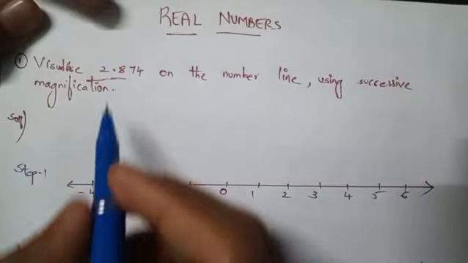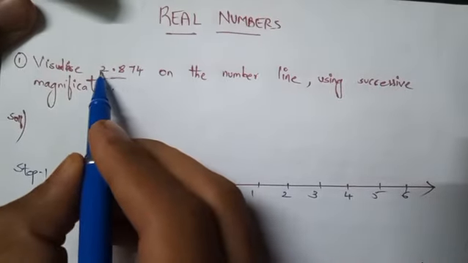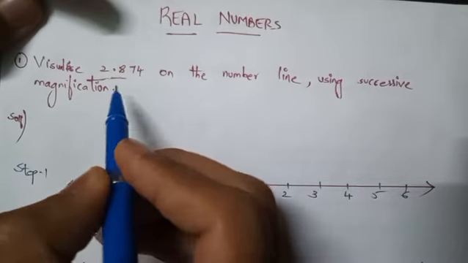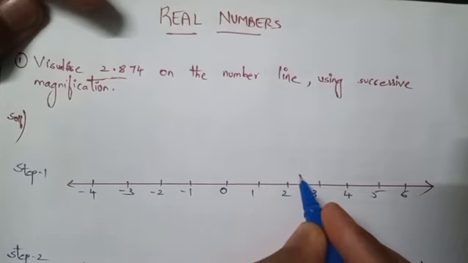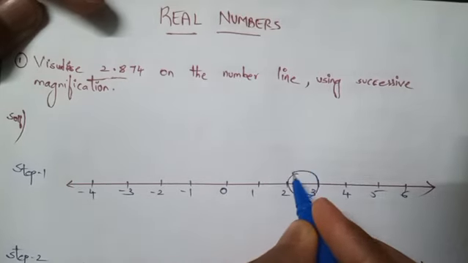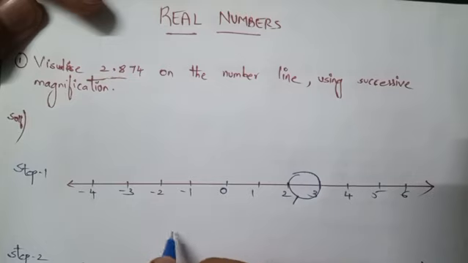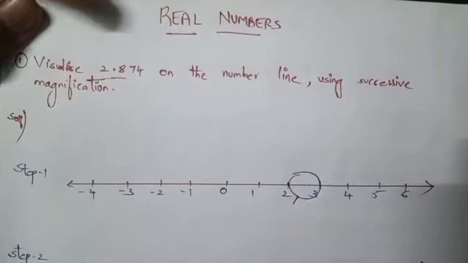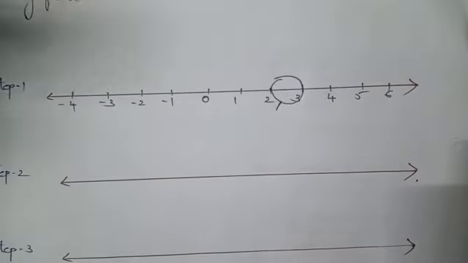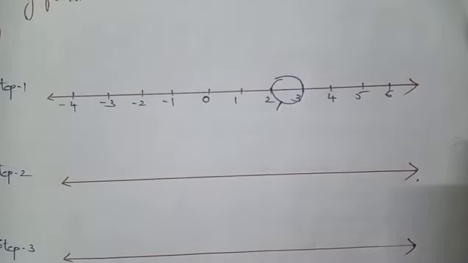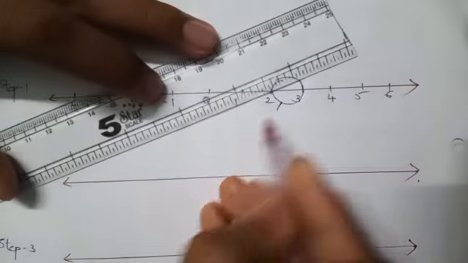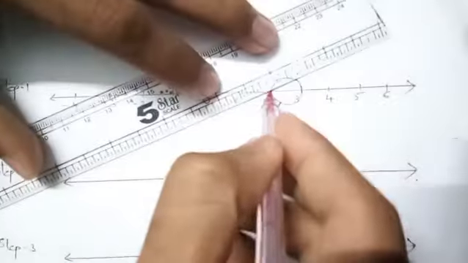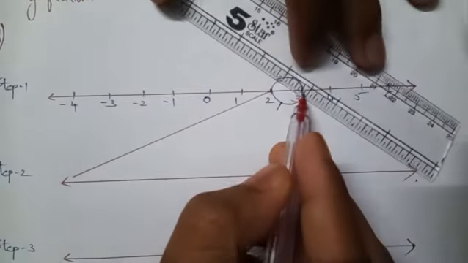Initially you can see this number lies between 2 and 3. So what you have to do, you have to keep a magnification between 2 and 3 because this number lies somewhere here. So next step, this is step 1. You have to go with the steps. Next you have to zoom this number.